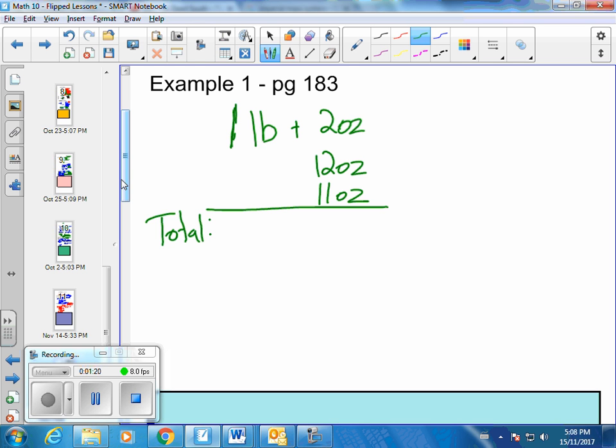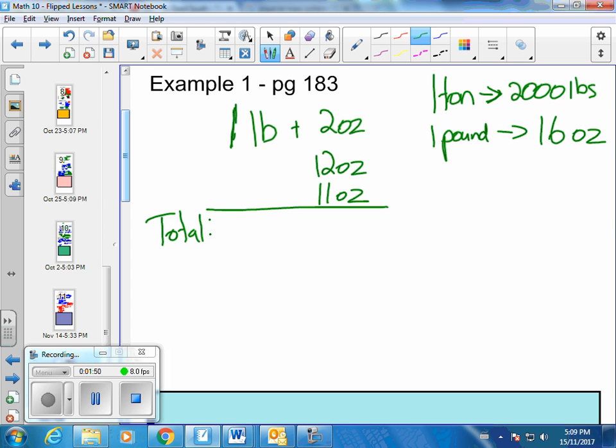There's an important thing that we have to know right now. We have to know the conversions of the different measurements in the imperial system. The first one is 1 ton, which in the imperial system is the same as 2,000 pounds. The second one we need to know is that 1 pound is equal to 16 ounces. Those are the important numbers that we need to know when we're dealing in the imperial system.